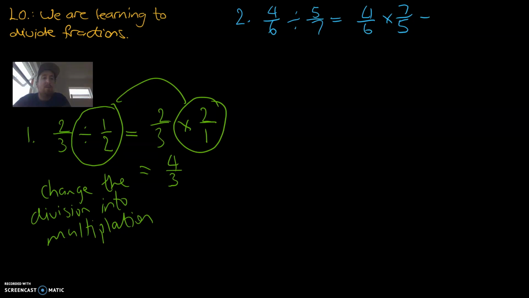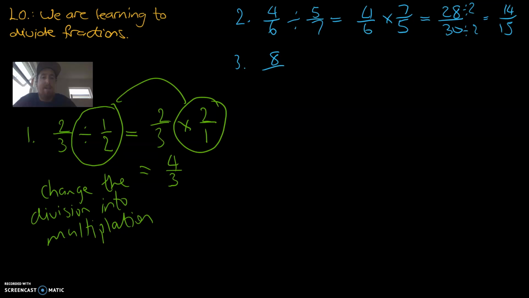We can then do top times top, that comes to 28. Bottom times bottom, that's going to come to 30. And we can then look to simplify that fraction. It looks like they've both got a 2 in common, so that's going to become 14/15. Awesome. Okay, let's have a look at another scenario.